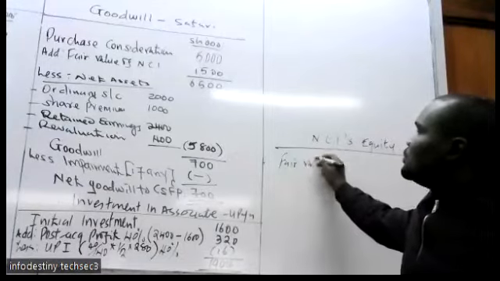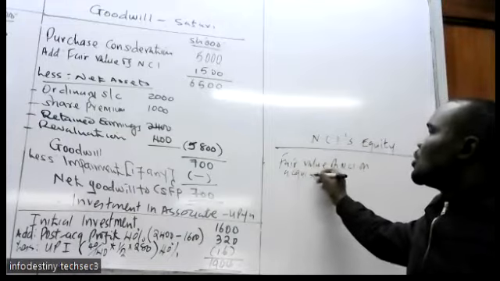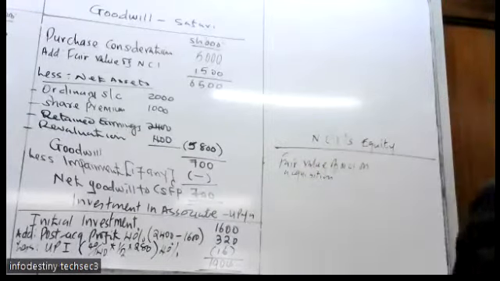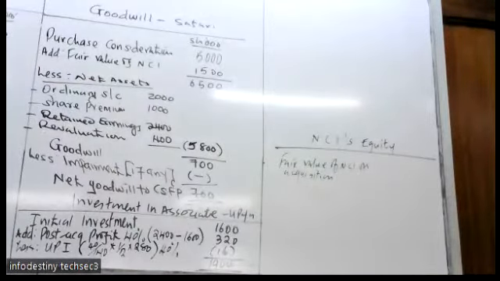Fair value of minority on acquisition. Their market value in quotes is their capital on that date. You know your capital. So NCI on the date of acquisition, their fair value was how much?